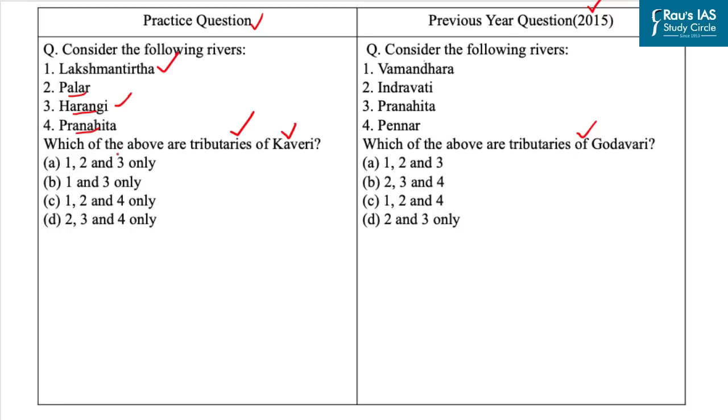the above given options. Pranhita river is the largest tributary of Godavari river, and Palar is another river which rises in Karnataka state. So with this, our correct answer is option B, that is 1 and 3 only, and the answer of this PYQ is option D, that is 2 and 3 only.